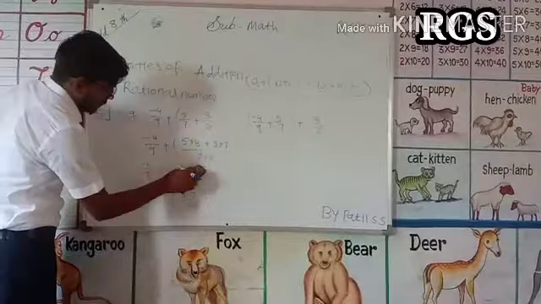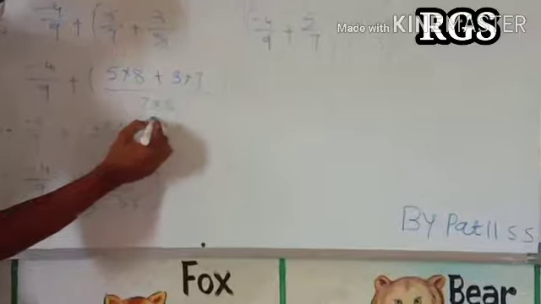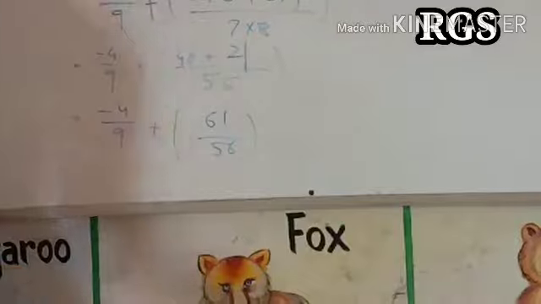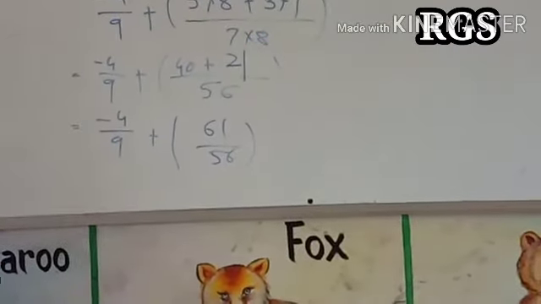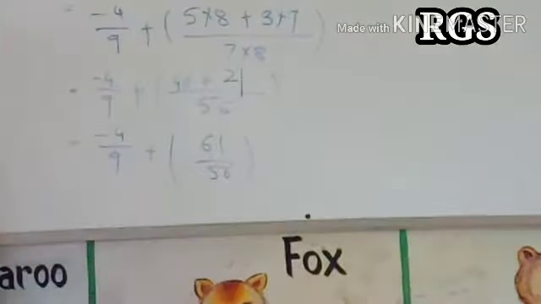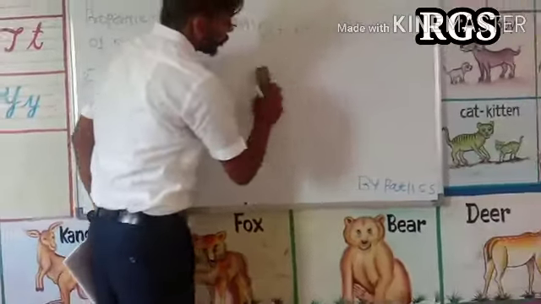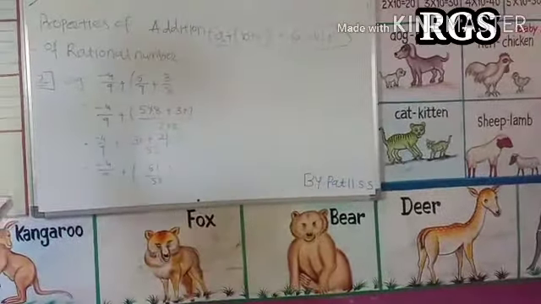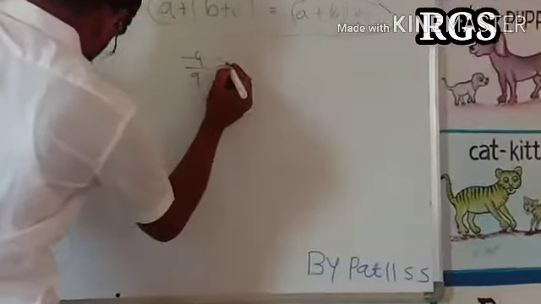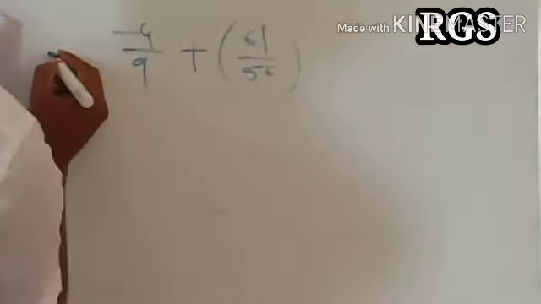See here. 3 7s are 21. Therefore, 21 plus 40, 61. Now after adding these two terms, we have to see what we will get as a solution. Now see here, minus 4 upon 9 plus 61 upon 56.